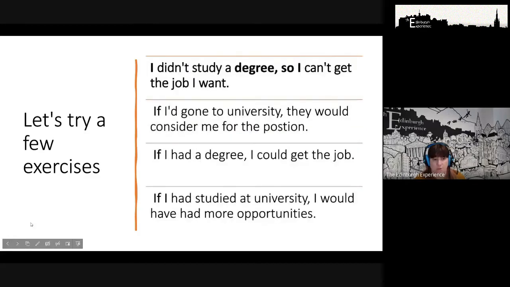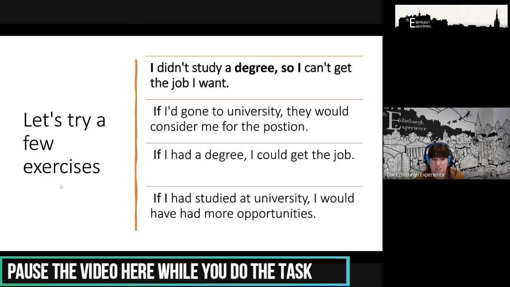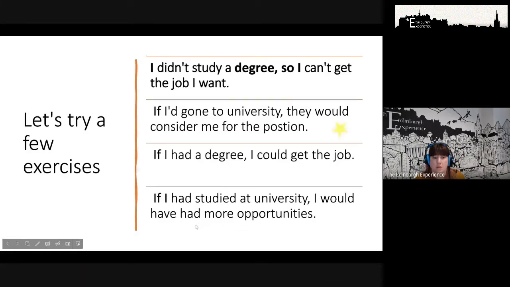And one last one for you here, guys. I didn't study a degree, so I can't get the job I want. If I'd gone to university, they'd consider me for the position. If I had a degree, I could get the job. If I had studied at university, I'd have more opportunities. Okay. So hopefully you'll identify our first one there as our mixed conditional. This one here is a second conditional. And our last one there is a third conditional.